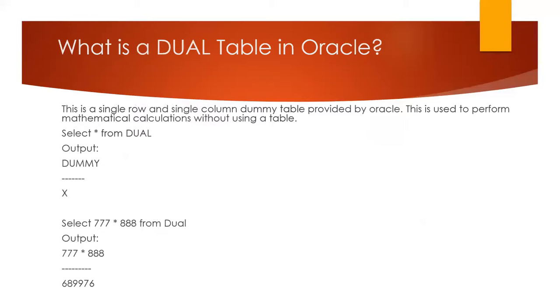First of all, what do you mean by DUAL table? DUAL table is a single row, single column dummy table provided by Oracle. This is used to perform mathematical calculations without using a table. For example, select asterisk from DUAL. The output is the dummy value. Example: select 777 * 888 from DUAL. So 777 times 888. The value is multiplied and the result was displayed.